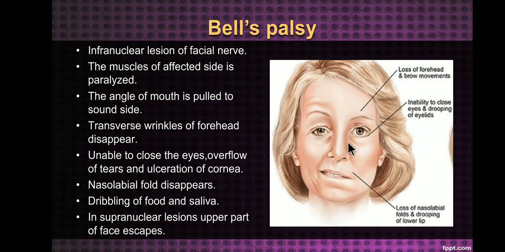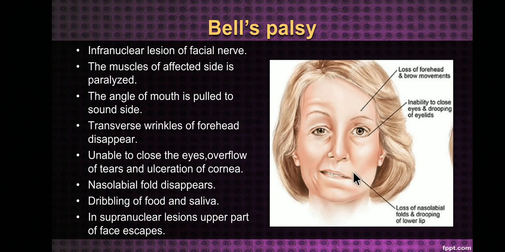Whereas on the affected side, you are unable to close your eyelids. Since Orbicularis Oculi is not functioning, you won't be able to close your eyelids. Tears tend to overflow because the lacrimal part is not functioning. When the tears overflow, they are not forming a thin film, so you get corneal ulcerations. Then this nasolabial fold, see here it is very prominent, here it disappears. Okay, the nasolabial fold disappears.